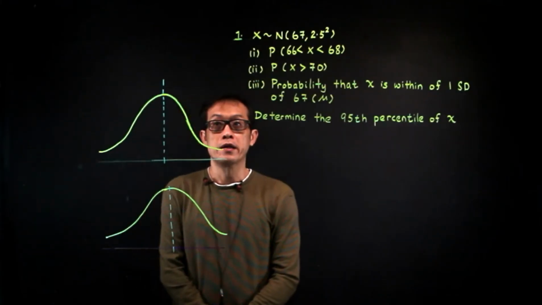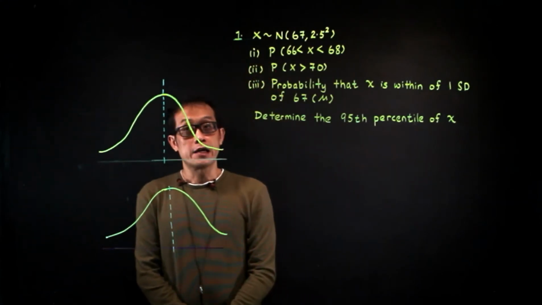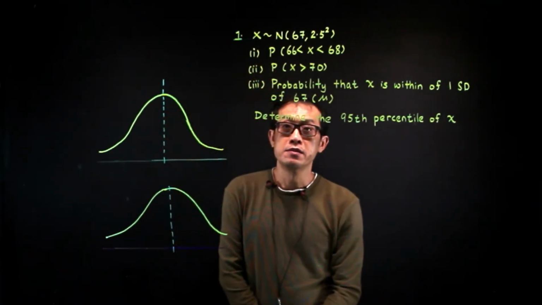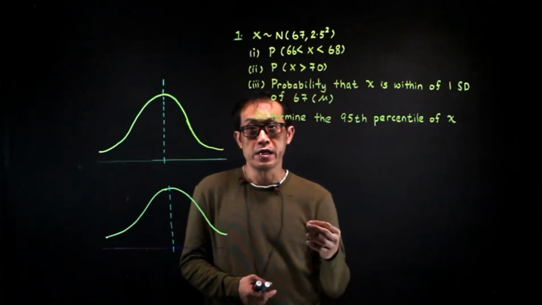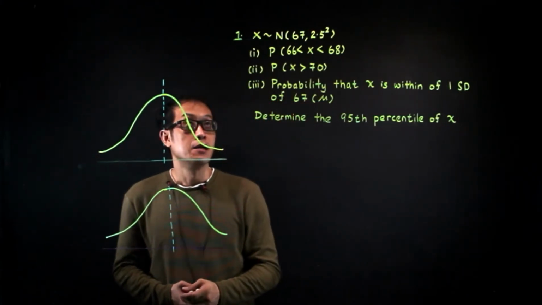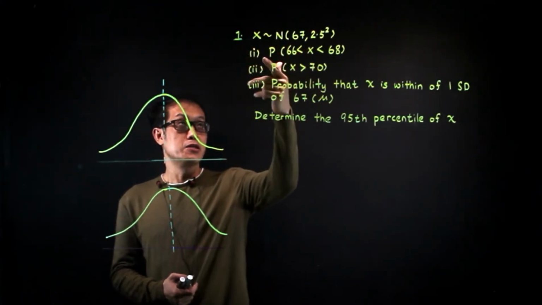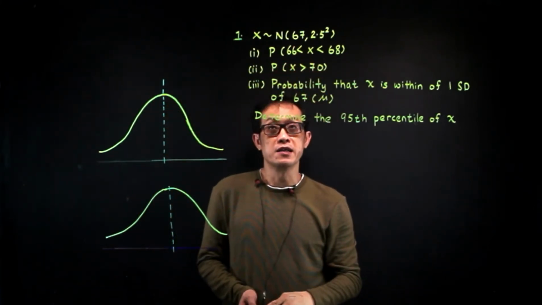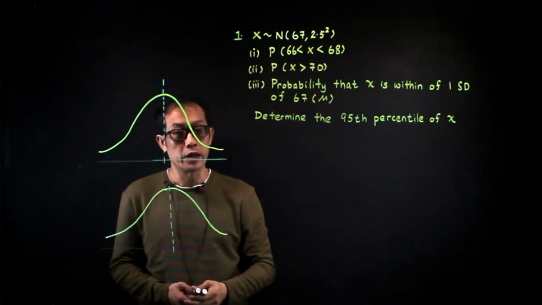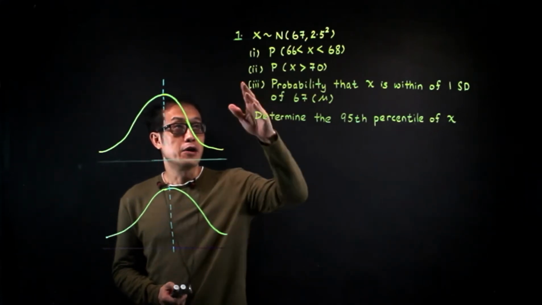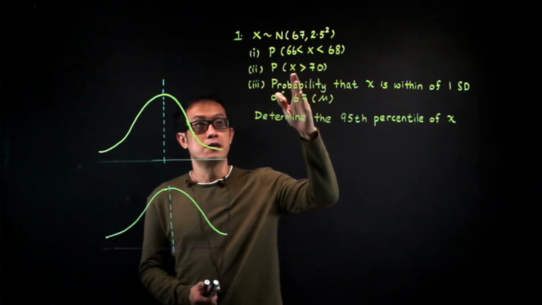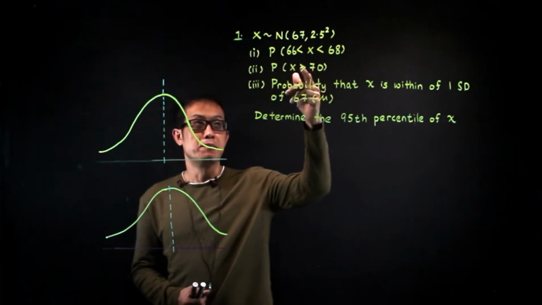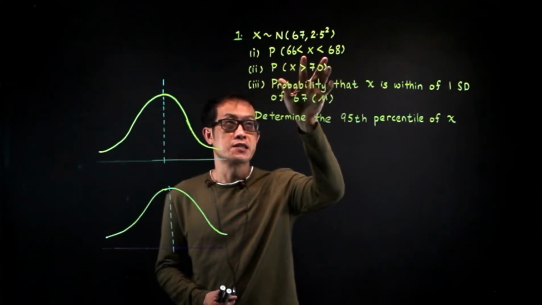Question 1. Let X be the random variable that represents the height of men in Great Britain. Now, X has a normal distribution with mean 67 and standard deviation 2.5 squared. You are asked to find the probability that the man's height is between 66 and 68.